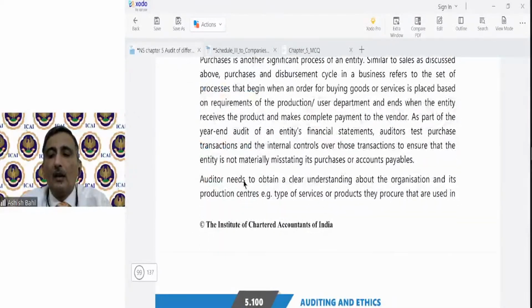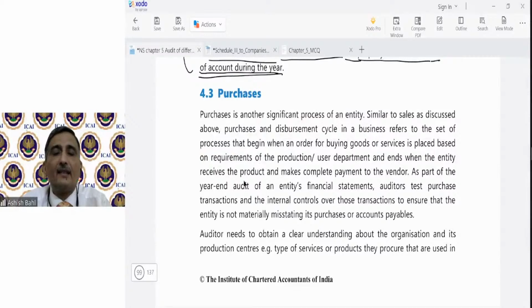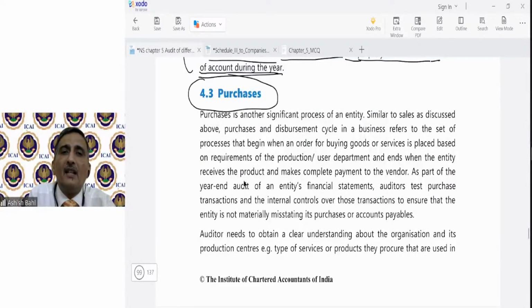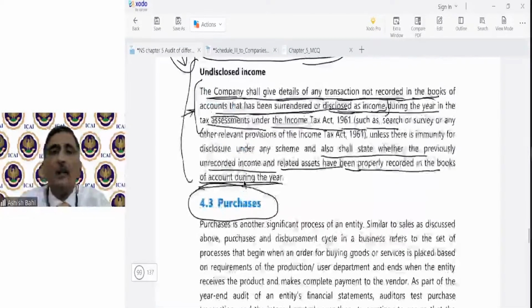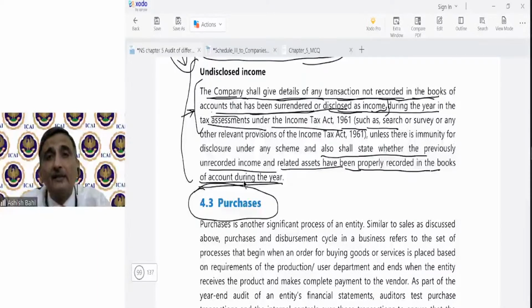Now we come to expense items, purchases. Many of the procedures which are relevant to sales are also relevant to purchases. So purchases are again one of the major expense items of a company, of an entity. So the auditor is concerned about all those assertions, whether purchases have in fact taken place, whether these have occurred, whether these are not fake.